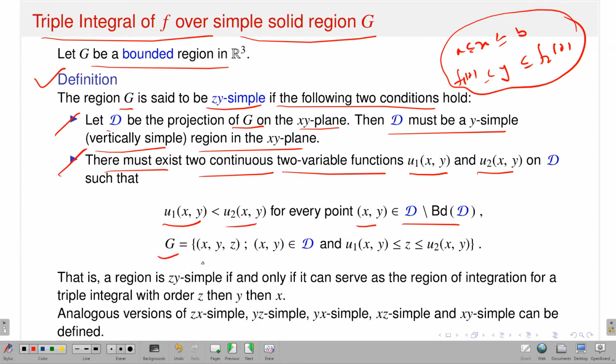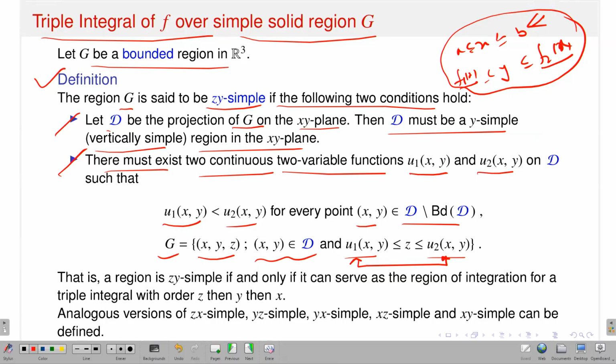So, G is of the form (x,y,z), a point in R3, such that if I take the projection, it should be in the domain D, the projection of G in the xy plane, which satisfies a condition on the z coordinate. That is very important. The z coordinate should satisfy z greater or equal to u1(x,y) and less or equal to u2(x,y), like in the vertically simple domain, where x is fixed but y varies from one function of x to another function of x. So, similar kind of thing.